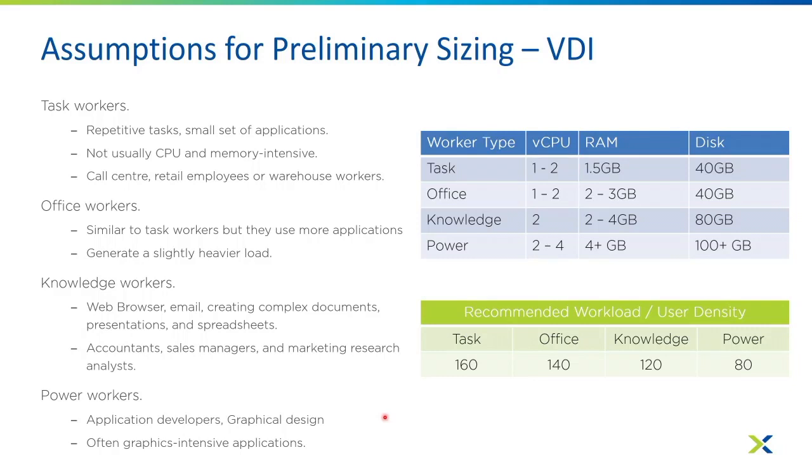This is based on internal performance testing. The recommendations we got there, so the workloads per node, would be for task users a maximum of sort of 160. If we look at the power user configuration, keeping that to maybe 80, 85 users per node. So again, just recommendations about the user density that we can achieve with these nodes.